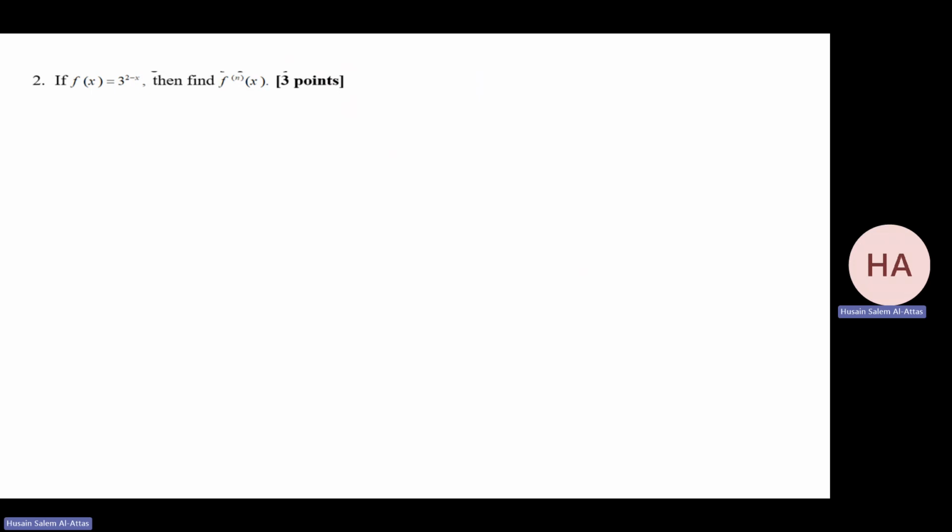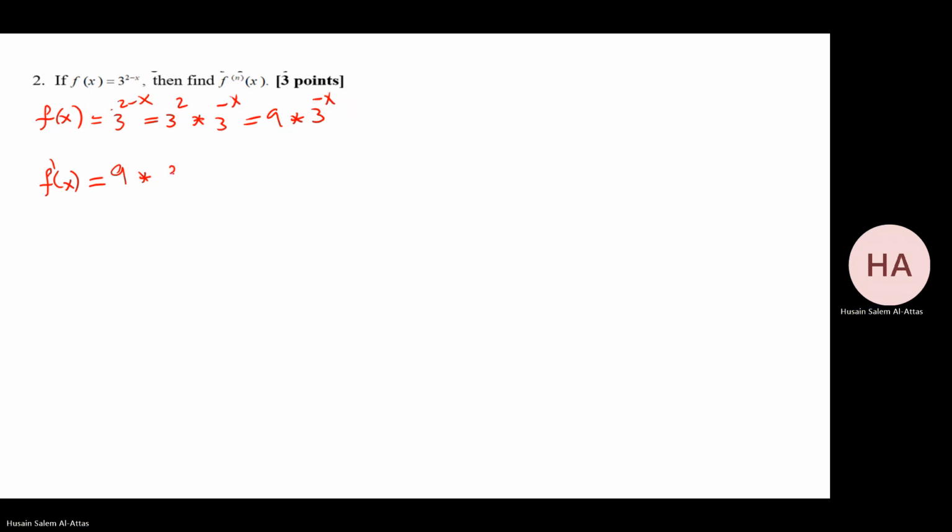If f(x) equals 3 to the power 2 minus x, which is 9 times 3 to the power minus x. This is my function. Let me do it. 3 to the power 2 minus x is 3 to the power 2 times 3 to the power minus x, and that is 9 times 3 to the power minus x. F prime will be what? 9 times 3 to the power minus x times ln 3 times minus 1.